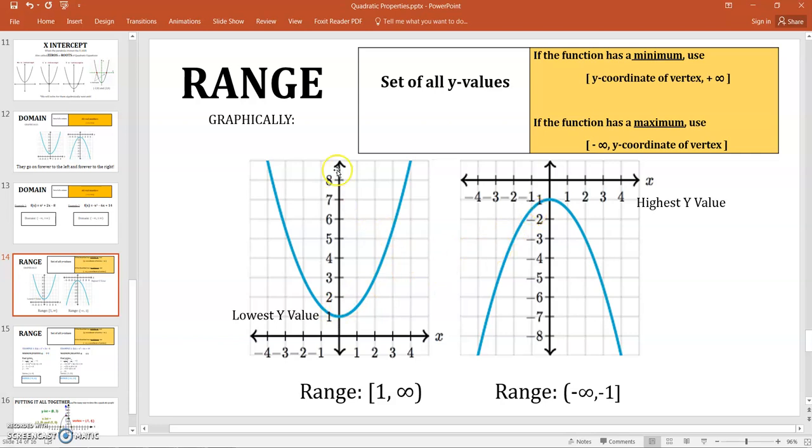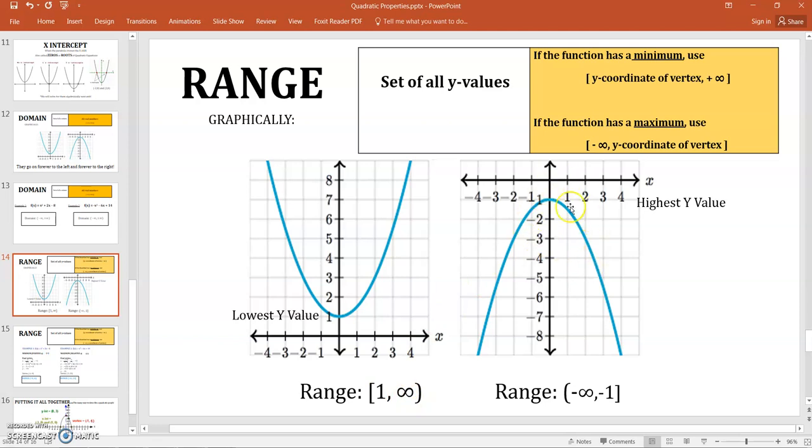So if you have a minimum, you're going to start with your minimum y value and it's going to go all the way up to positive infinity. So what is that minimum y value? Well, it's just your y coordinate of your vertex. So in this case here, if my point is 0, 1, the y coordinate is 1. So it goes from 1, included, with brackets, to positive infinity.